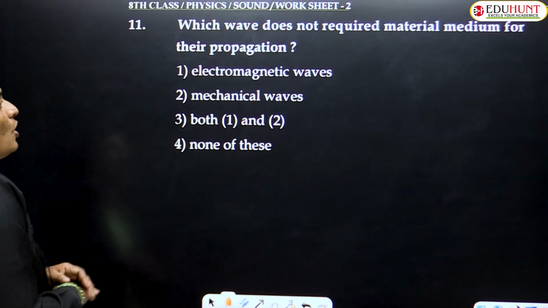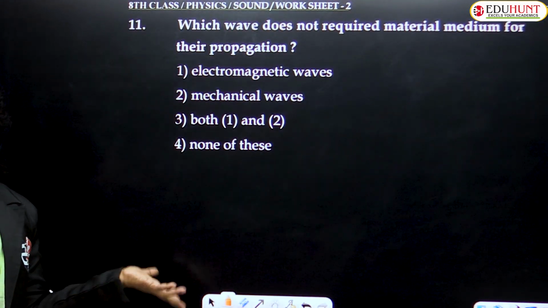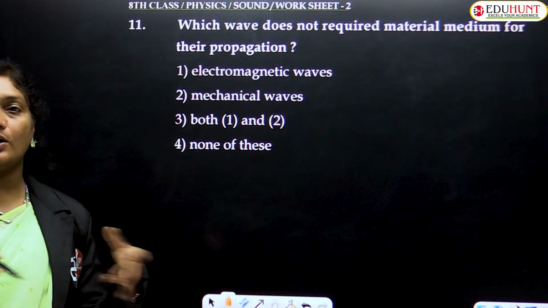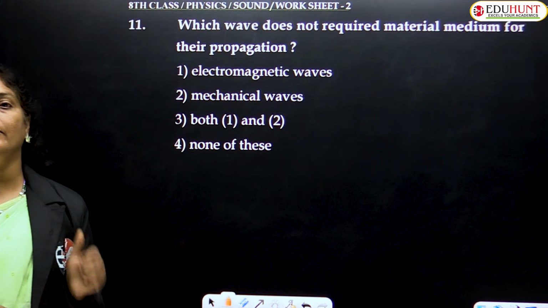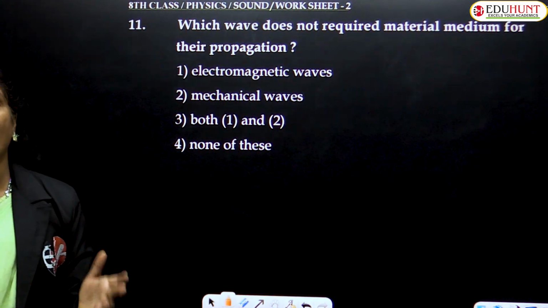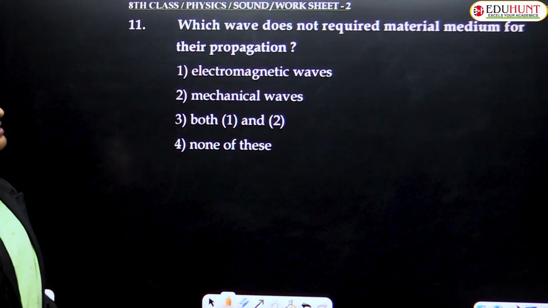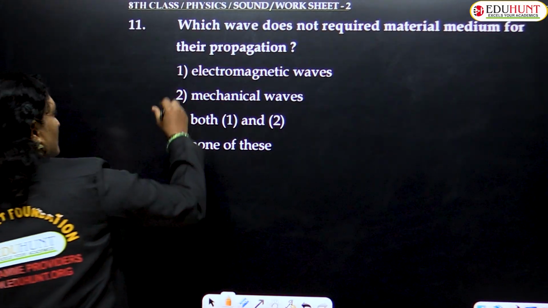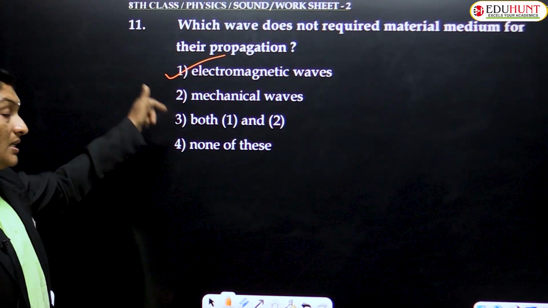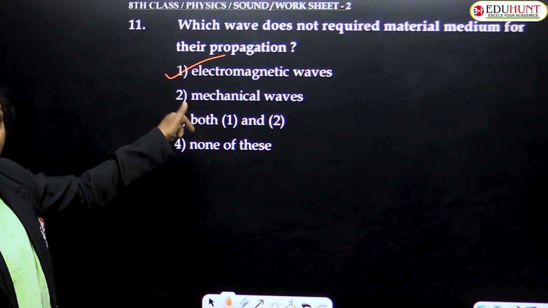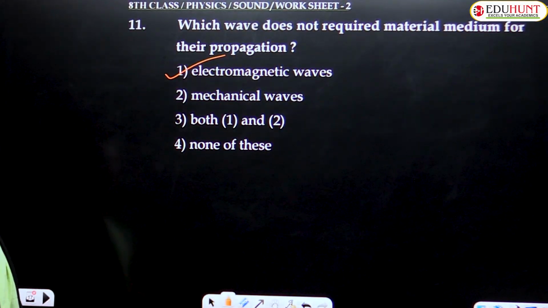So now moving to the next question, number 11. Which wave does not require a material medium for its propagation? So what type of wave can travel through vacuum as well? No medium, no solid, no liquid, no gases, but still the wave can travel. So what type of wave, children? Electromagnetic wave can even travel through vacuum. So the one that does not require any material medium is nothing but your electromagnetic wave. Mechanical waves require a material medium for their propagation, whereas electromagnetic waves do not require any material medium for their propagation. So the first option is true.